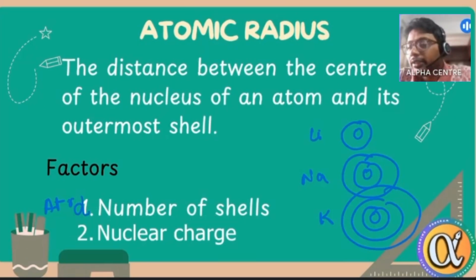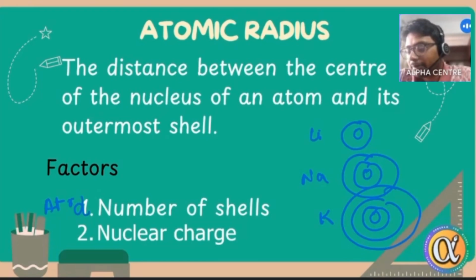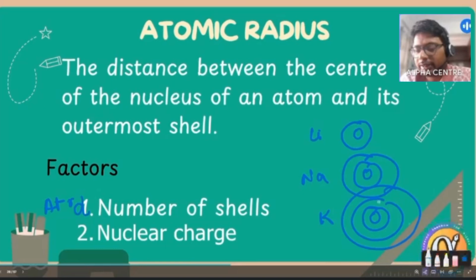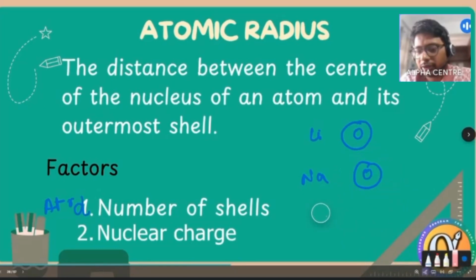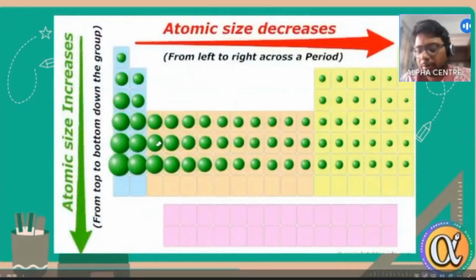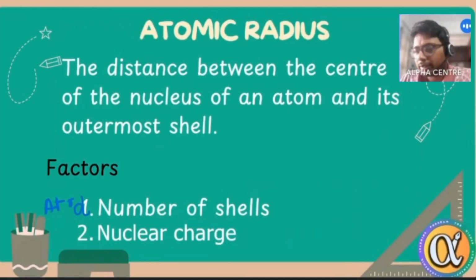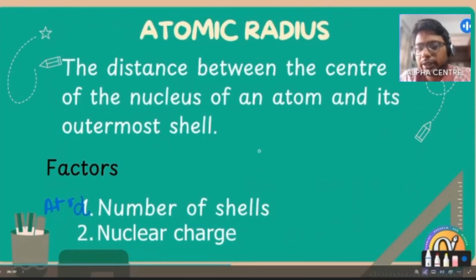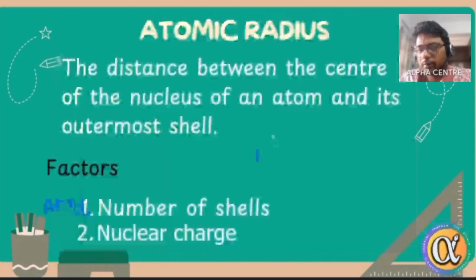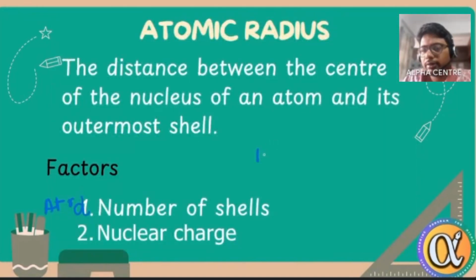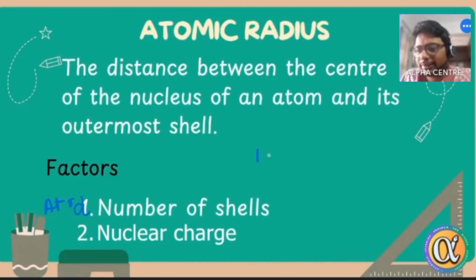But there's another factor which comes in, and this is something unique, I think, which you're learning for the first time. Atomic radius also depends on the nuclear charge. As I discussed in a previous question, nuclear charge means how many positive charges it has in the nucleus, the number of protons present in the nucleus. That is nuclear charge.